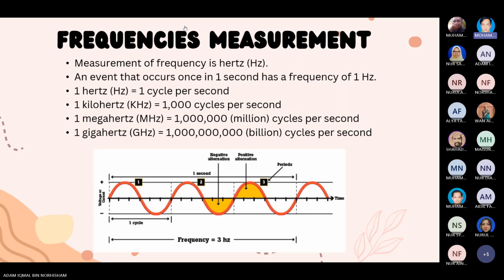Kita boleh tengok dalam gambar dekat bawah ni, setiap 1 cycle 360 degrees adalah 1 hertz. So if 3 cycles happen, then the unit is 3 hertz.